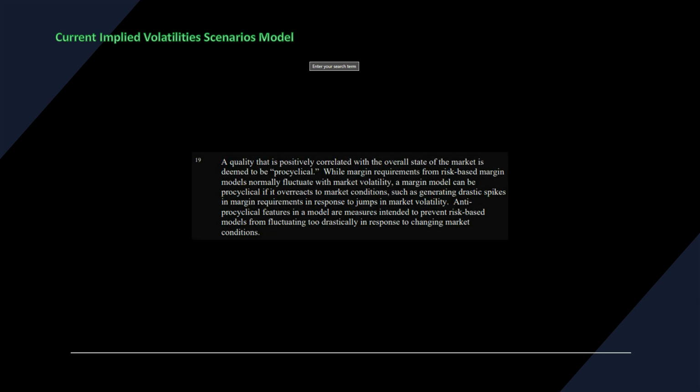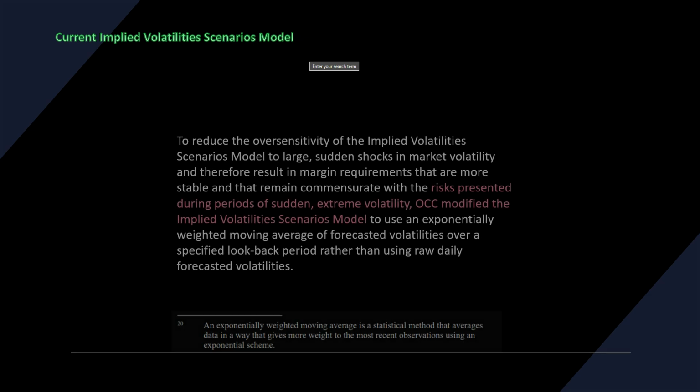Supernote 19, a quality that is positively correlated with the overall state of the market is deemed to be pro-cyclical. While margin requirements from risk-based margin models normally fluctuate with market volatility, a margin model can be pro-cyclical if it overreacts to market conditions, such as generating drastic spikes in margin requirements in response to jumps in market volatility. Anti-pro-cyclical features in a model are measures intended to prevent risk-based models from fluctuating too drastically in response to changing market conditions. Changing market conditions and options, huh? Wonder where that could be going.